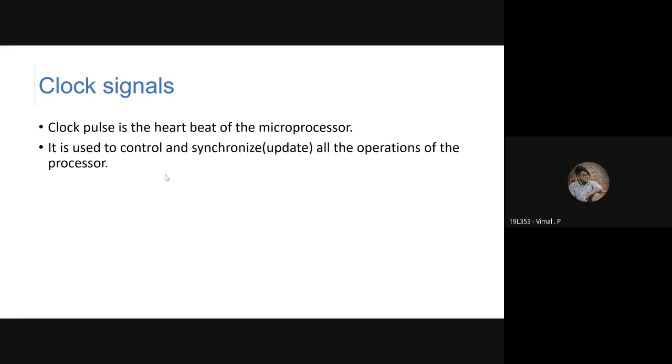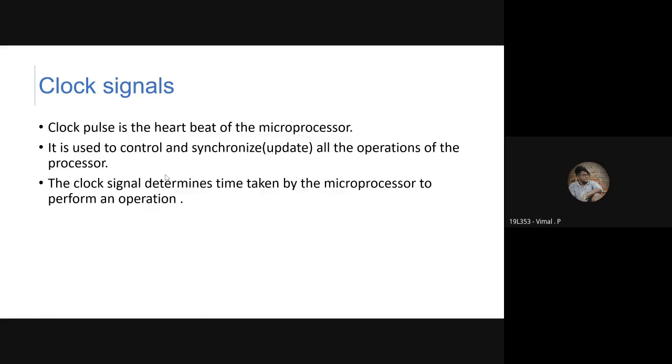If this clock pulse collapses, the entire program will be disturbed. It is used to control and synchronize the operations of the processes. As I said, it uses time to measure and update the operations of the processes. The clock signal determines the time taken by the processor to perform an operation.